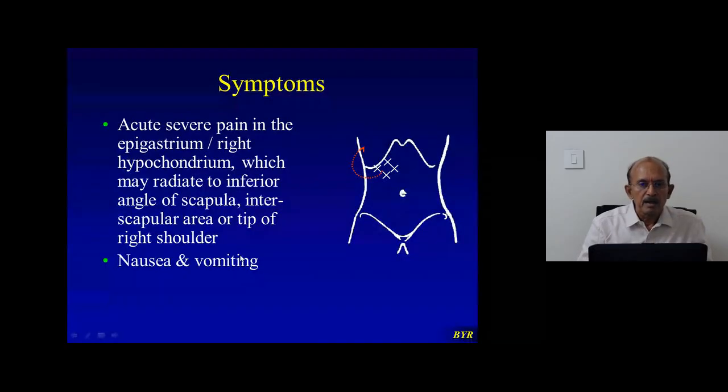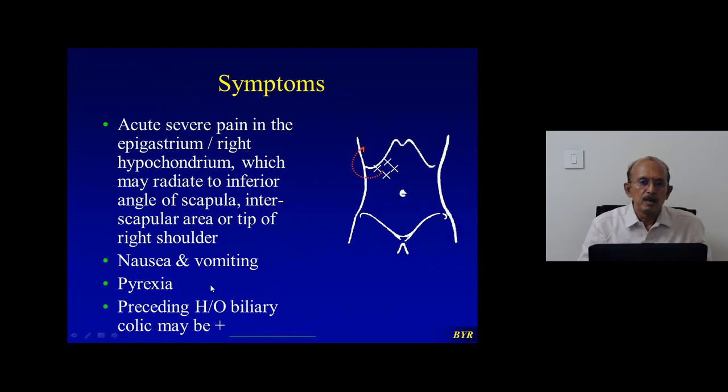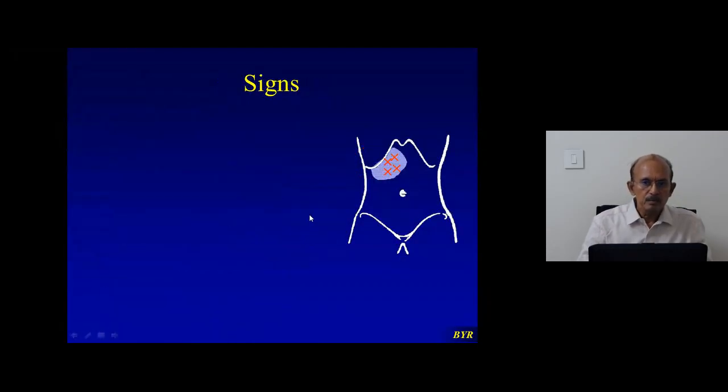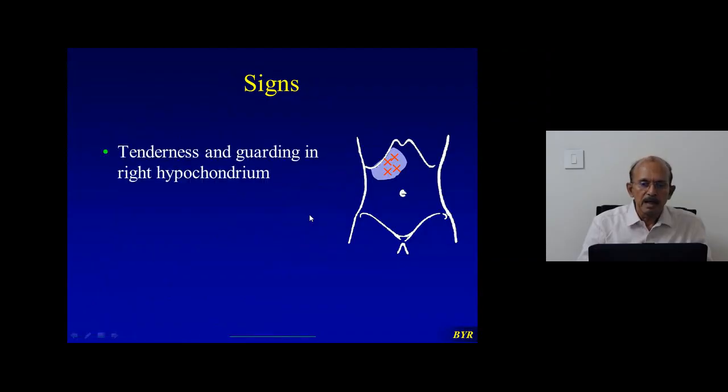There will be reflex pyloric spasm, and the stomach, as a reflex mechanism, manifests with nausea and vomiting. There will be pyrexia because of infection. Past history of pain may be present in many of the cases. On examination, you will find tenderness in the right hypochondric region, and there will be guarding. I explained to you the meaning of guarding in the previous class.